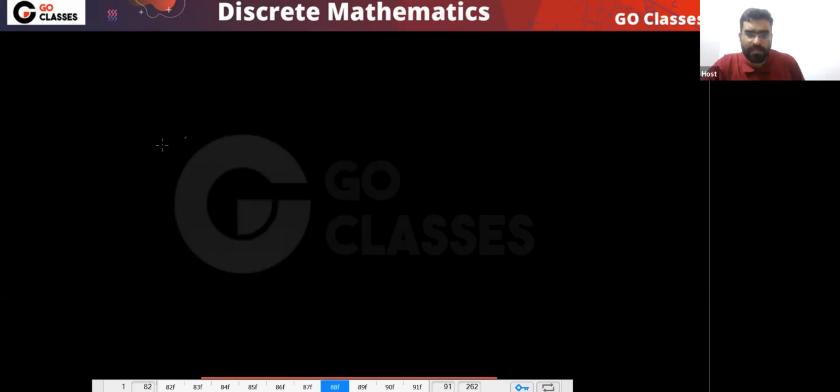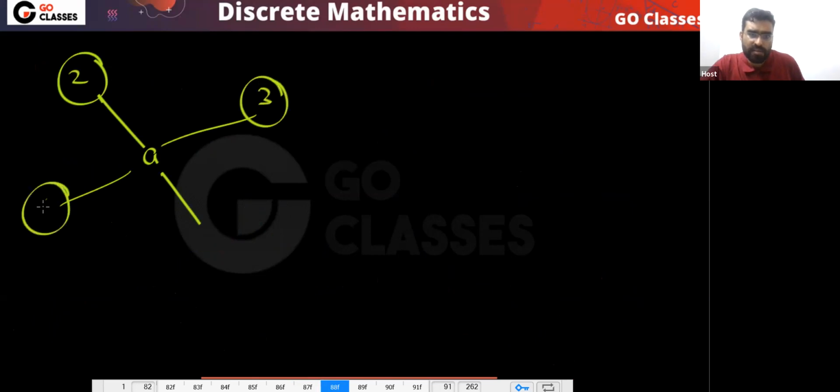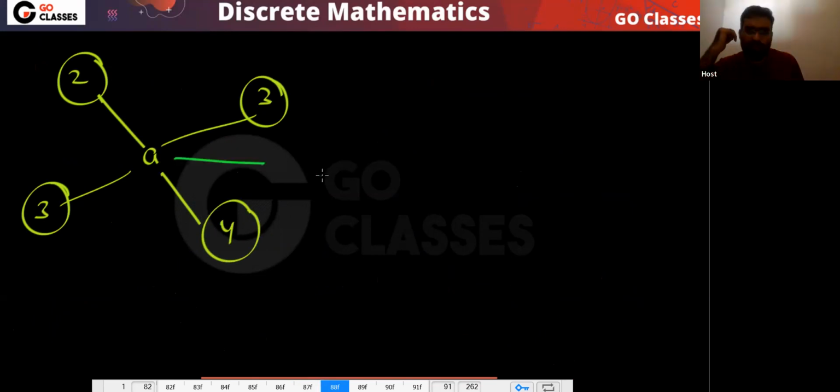For example, maybe this is your vertex, and maybe the situation is like this. Just think about it and tell me. The neighbors have colors 3, 3, and 4. Then what color will you give to A? In this situation, what color will you give to A by the greedy algorithm?